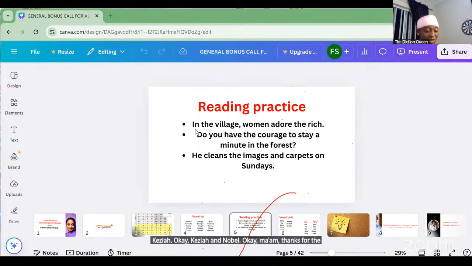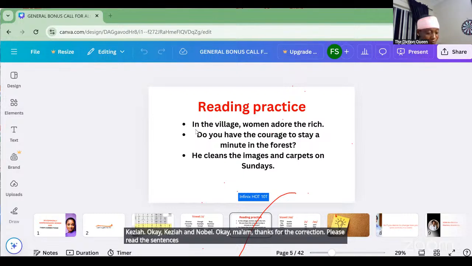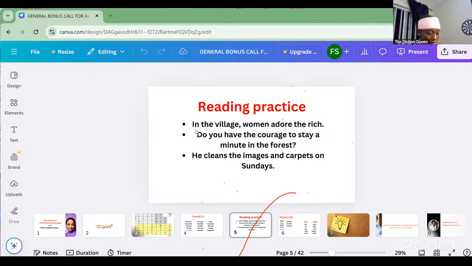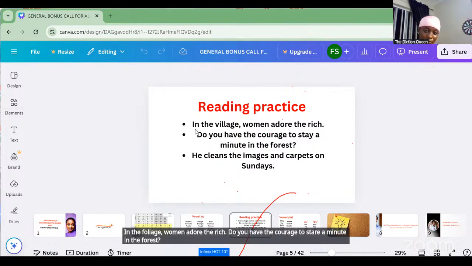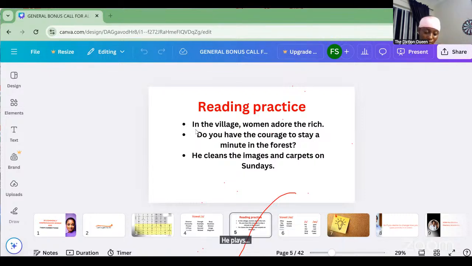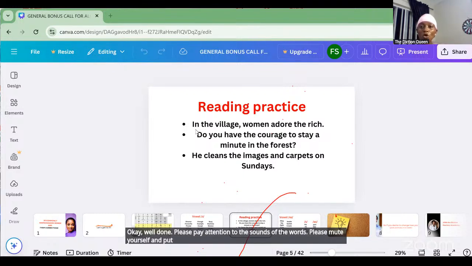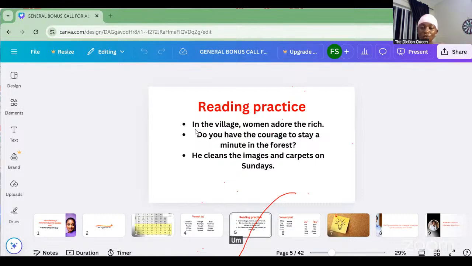Please read the sentences. In the village, women adore the rich. Do you have the courage to stay a minute in the forest? He cleans images and carpets on Sundays. Okay, well done. Please pay attention to the sounds of the words. Please mute yourself and put your hands down. Umaru Bekisu, please unmute.